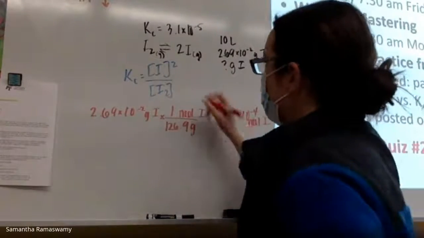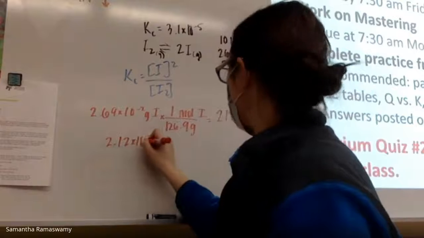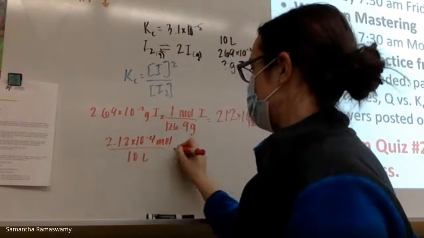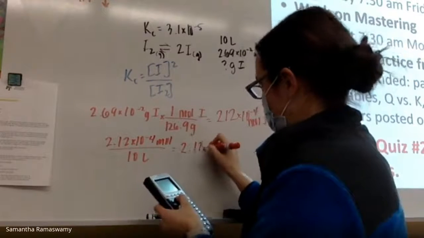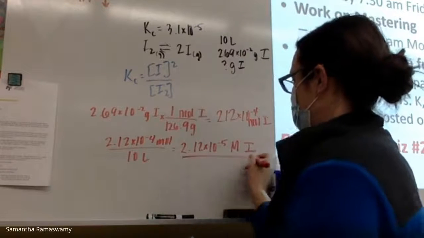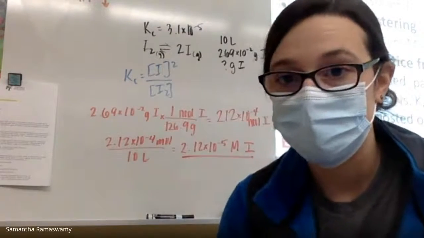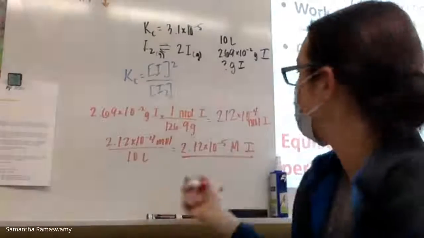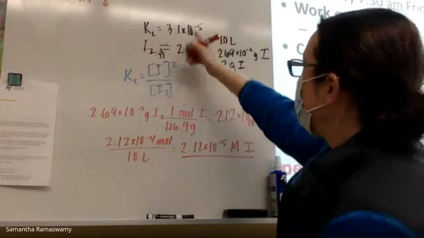So here's moles, but again, I need molarity. I need moles per liter. So 2.12 times 10 to the negative fourth moles over 10 liters is 2.12 times 10 to the negative fifth molar. That's I. That's your concentration of I at equilibrium, because this mass of I was at equilibrium. So here's what I can plug into K.